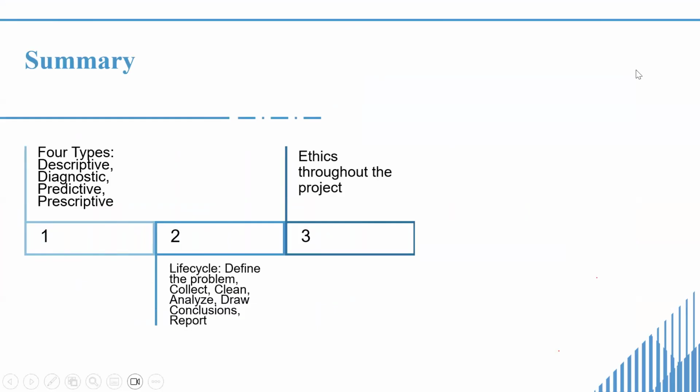So this is the summary of this class. The summary is like four types: descriptive, diagnostic, predictive, and prescriptive. And the life cycle: define the problem, collect, clean, analyze, draw conclusions, and report. And ethics throughout the project, which is important.